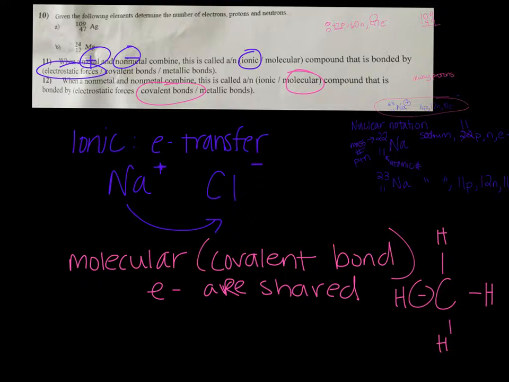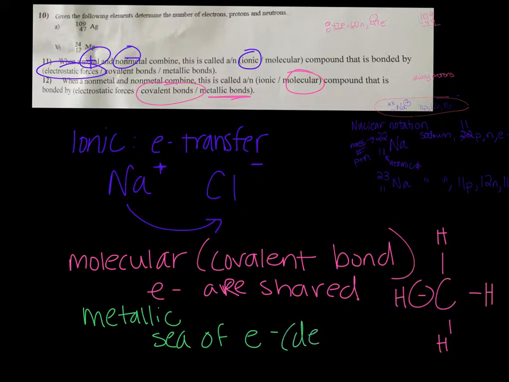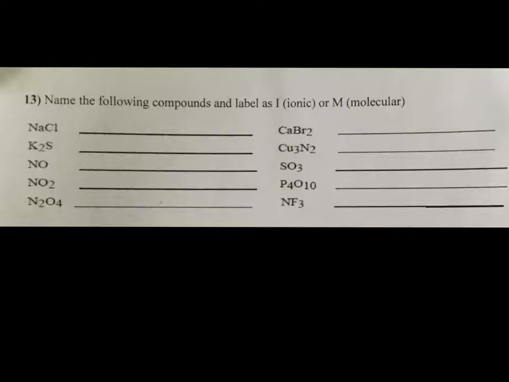All right, so moving on. Hopefully that was a nice little review. Oh, and just metallic bonds, please know your metallic bonds. It is when you have a sea of electrons. So the electrons are basically delocalized. Delocalized is the special fancy word, meaning they kind of bounce around to all the different metal atoms or nuclei. All right, so next part, number 13, we're going to be naming some compounds and then labeling them as ionic or molecular.